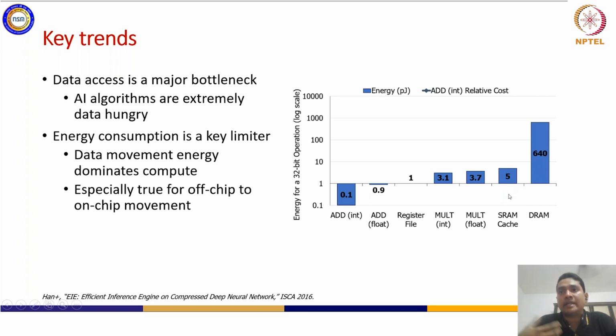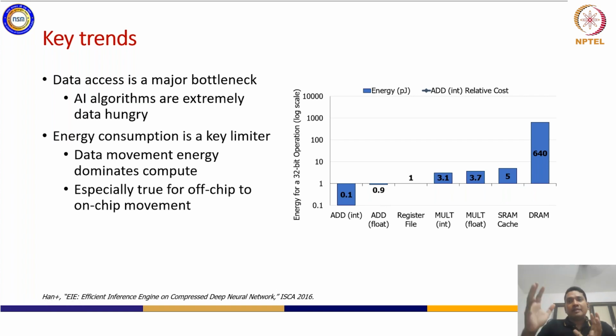SRAM is static RAM, which is the technology mostly employed in the caches. And for RAMs, your DRAMs, you can see DRAM access and SRAM access, the energy consumption is much higher. And if you go into DRAM, it is even several orders of magnitude higher than the computation itself. And if you just compare with the add operation, this DRAM access needs almost 6400 times the energy to access this DRAM, right?